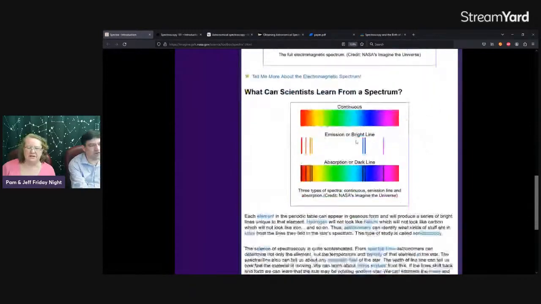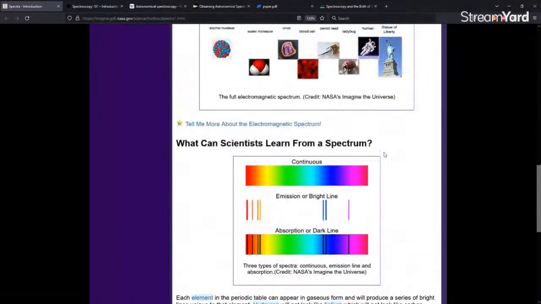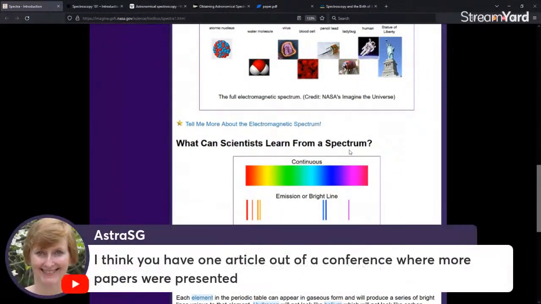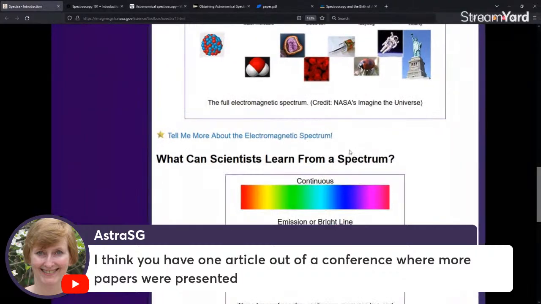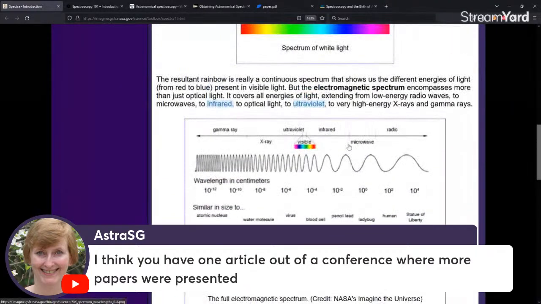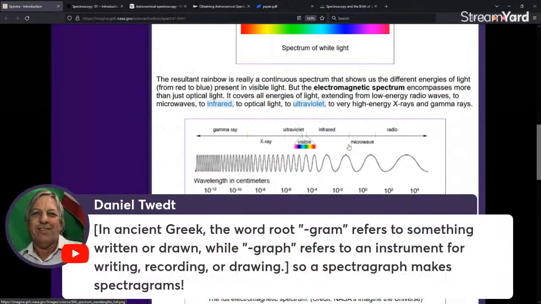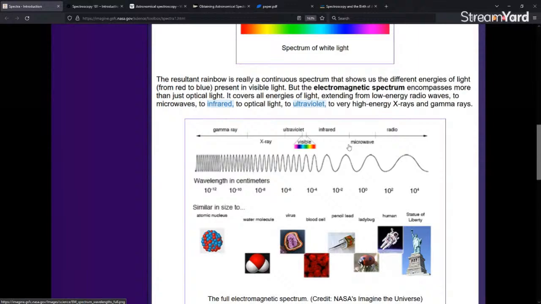I'll make that a little bigger for everybody. Oh, and Dawn's got a comment here. I think you have one article out of conference where more papers were presented. All right, thanks, Dawn. And then Daniel comes in with, in ancient Greek, the word root gram refers to something written or drawn, while graph refers to an instrument for writing, recording, or drawing. So a spectrograph makes spectrograms. Yes, actually. Nice. I like it.